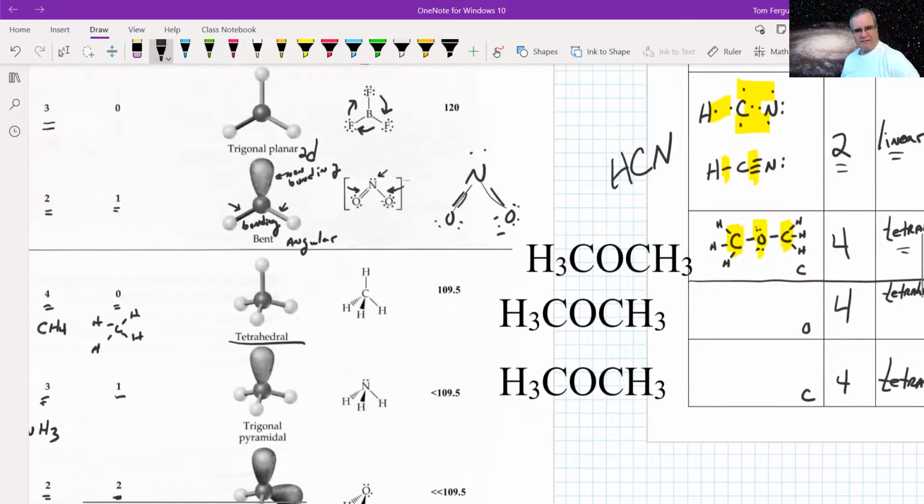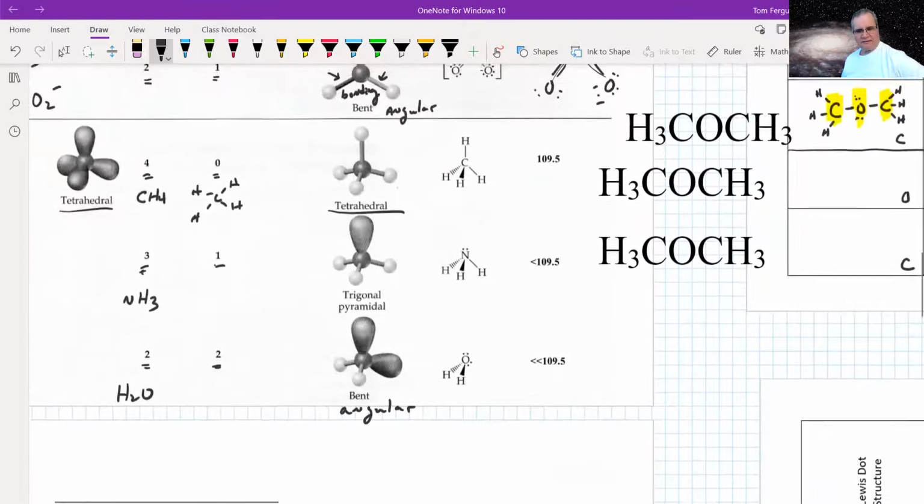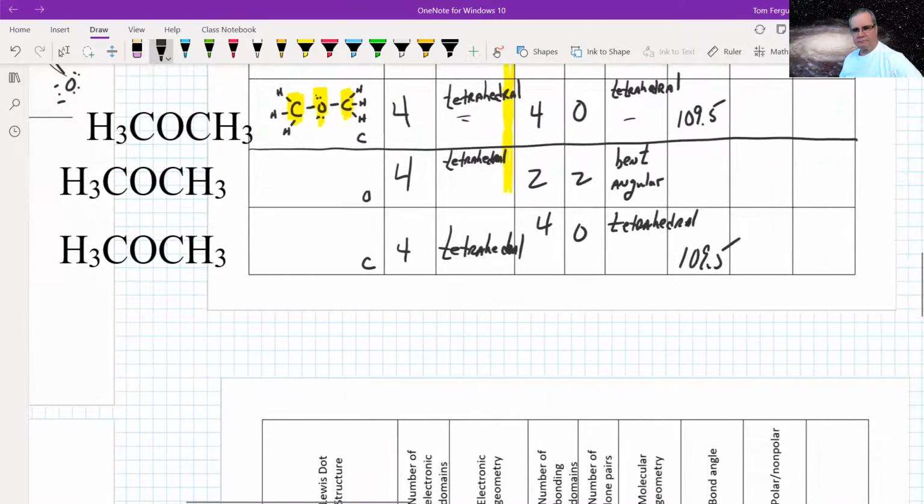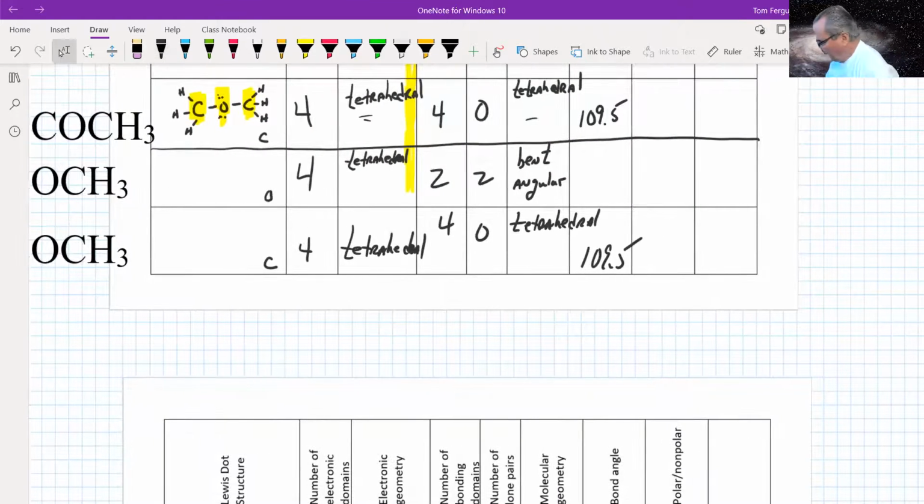Okay, so that's falling right down here. 2 and 2, and it's bent or angular. And the angle is going to be much smaller than 109.5 because these 2 non-bonding pairs of electrons push those 2 carbons closer together.